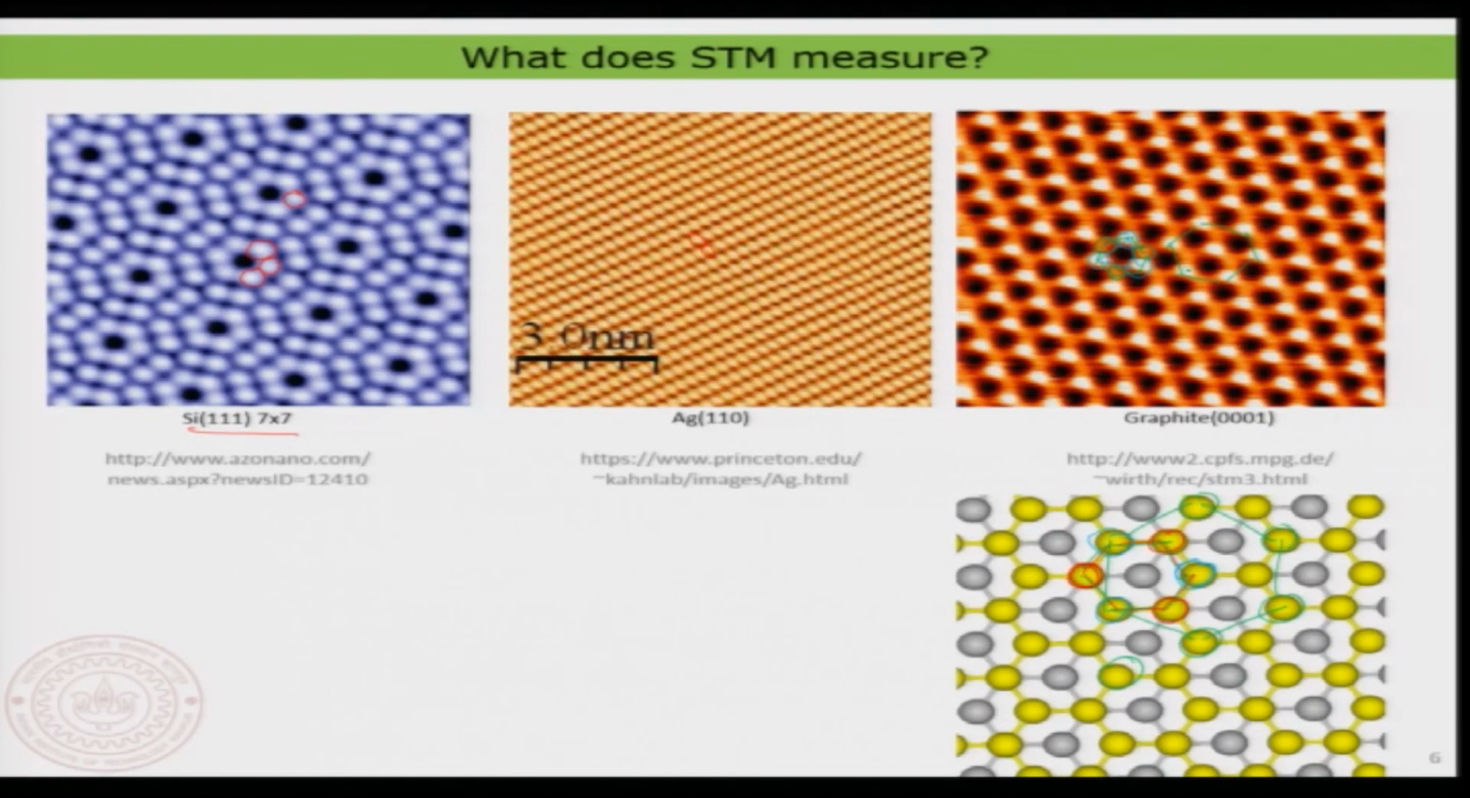Therefore, it is quite important to note that the image of the surface itself is not just a simple sketch of the atomic lattice, but basically a sketch of the electron density that is distributed around the surface atoms. This is quite interesting.